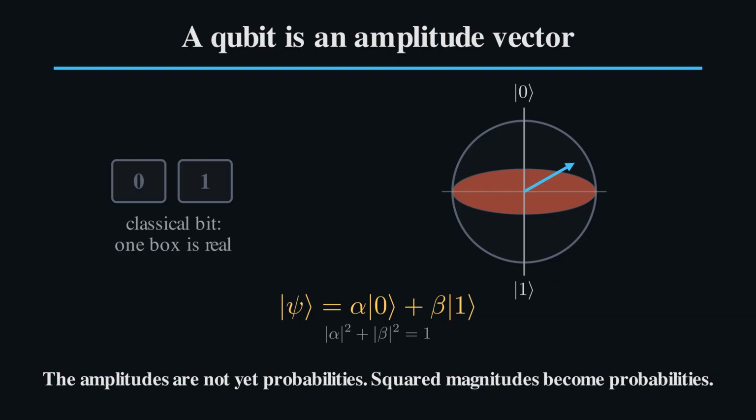The Bloch sphere is a visual shorthand. North is 0, south is 1, and every point on the surface is a valid single qubit state. The arrow on that sphere is not a physical needle. It is a compact way to remember two facts at once: probability and phase.